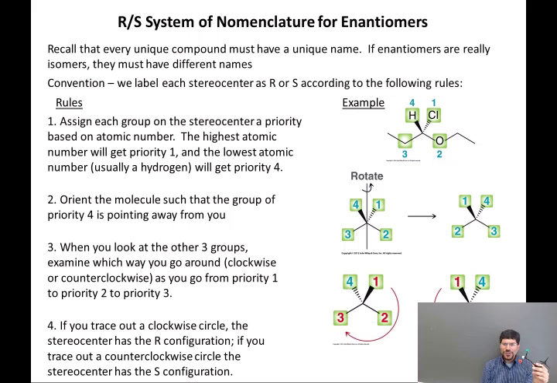If instead you traced out a clockwise circle going from priority 1 to priority 2 to priority 3, your stereocenter then has the R configuration. S comes from the Latin sinister, which means to the left, and as we trace out these circles in an S, your trace is moving to the left when you're on top of the circle. R comes from the Latin rectus, meaning the right. If it's the R configuration, you're moving towards the right at the top of the circle.